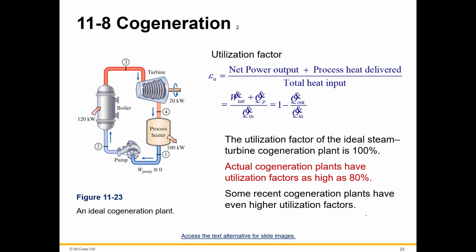So here's the utilization factor. This is epsilon, and that's utilization. The utilization factor of an ideal steam turbine cogeneration plant is 100%, of course, because it's ideal. So of course we want it at 100%. But actual cogeneration plants have a utilization factor as high as 80%. That's fantastic. That's a great utilization factor. Some recent cogeneration plants have even higher utilization factors, and I'm sure that has come at a hefty expense as well.